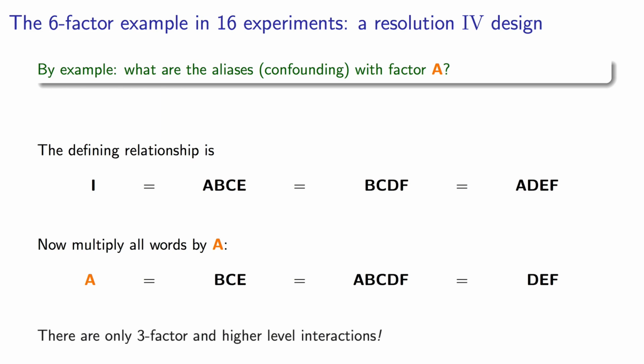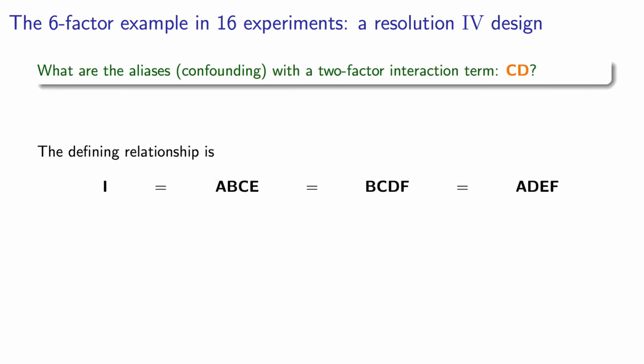Notice that there are no two-factor interactions. The lowest interaction here is a third-order interaction. This is a great design if you want good, clear estimates of the main effects, because as we've said several times now, third-order or higher interactions seldom exist.